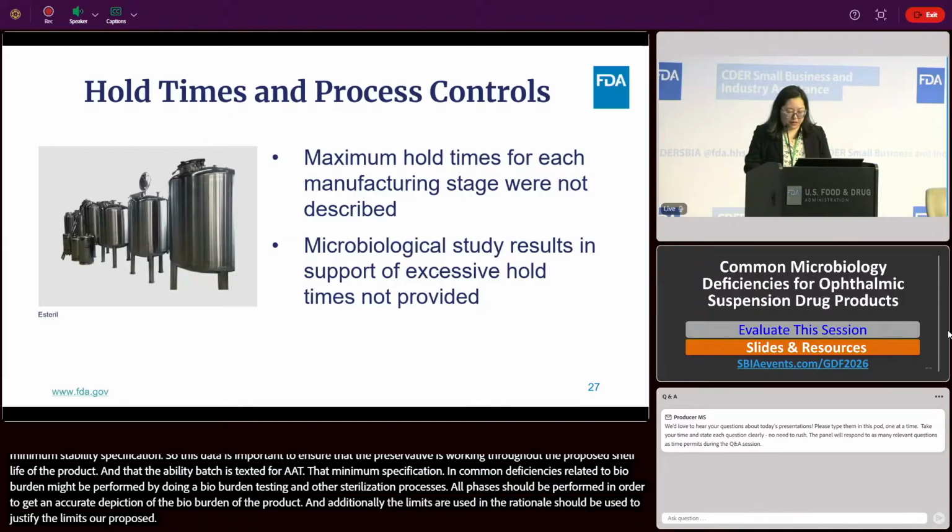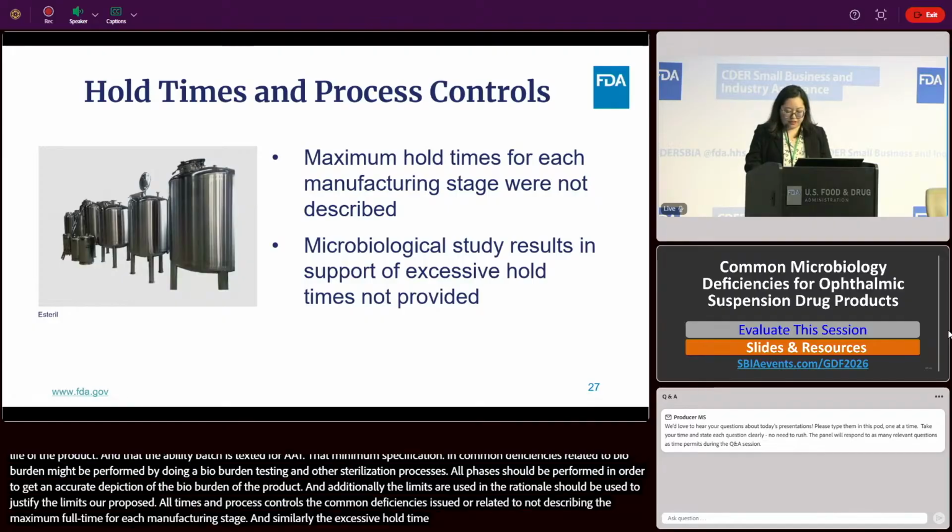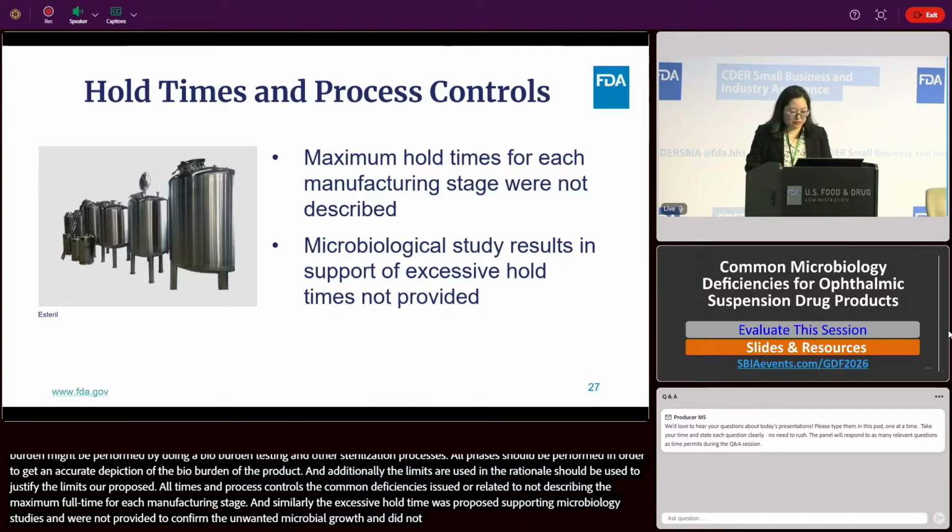Hold times and process controls. Common deficiencies issued were related to not describing the maximum hold time for each manufacturing stage. And similarly, if an excessive hold time was proposed, supporting microbiology studies were not provided to confirm that unwanted microbial growth did not occur during the proposed hold times. So make sure to include those studies with your submission.